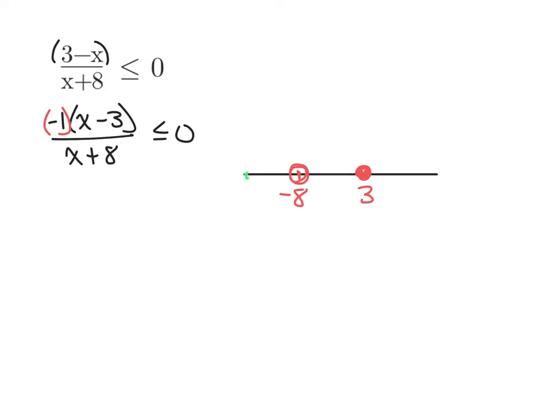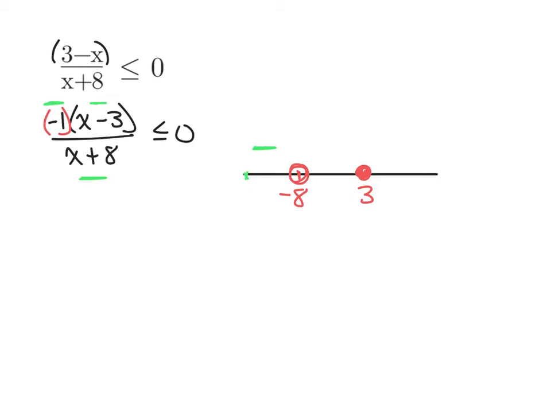Pick a number that's very negative, like -1 billion. Well, -1 is always going to be negative. That one's not going to change. But -1 billion minus 3, that's negative. -1 billion plus 8 is negative. Negative times negative would make a positive number in the numerator. Divided by a negative number makes it negative again.